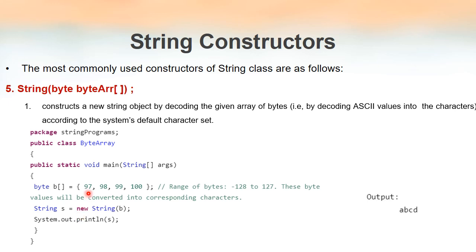get the output as A, B, C, D, because 97 is the ASCII value of A, 98 is the ASCII value of small letter B, 99 is the ASCII value of small letter C, and 100 is the ASCII value of small letter D. So when we use this byte array, we'll be getting a new string. Here the byte values of 97, 98, 99, 100 all are converted into their corresponding ASCII value characters. So this is the fifth constructor that can be used.